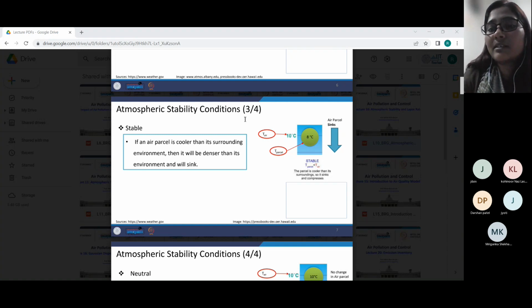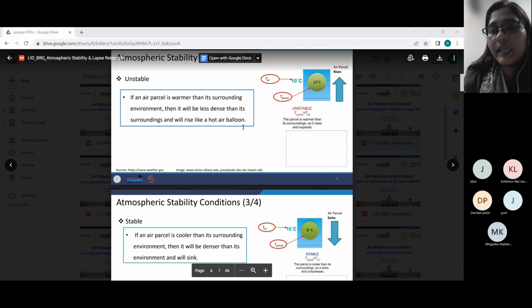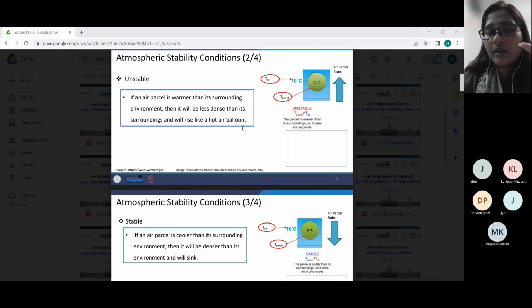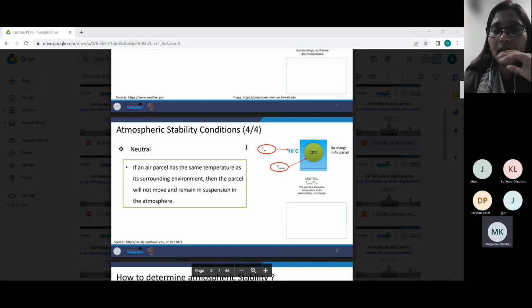The temperature of the parcel is less, so it is cooler than the ambient air, right? Yes, ma'am. So when it is cooler, what will happen? It will sink and compress, shrink. When unstable, it will rise and expand. When stable, it will sink and compress, correct? Yes, ma'am. And when it is the same, then there is no change.